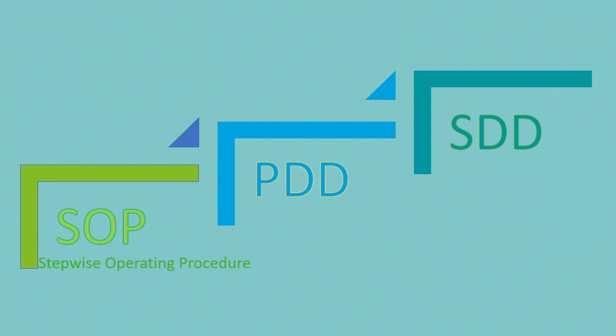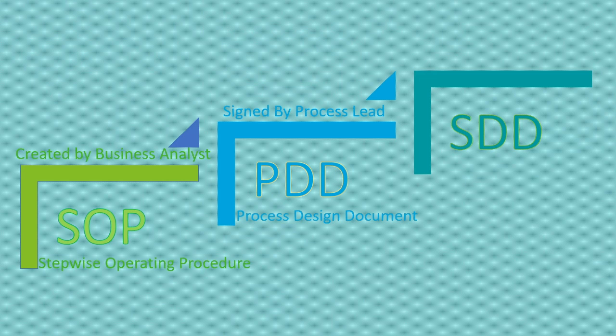The stepwise operating document, SOP, is created by the business analyst, who jots down all the steps which are followed manually to execute this task. Now this document, that is the stepwise operating document, is signed by the business process lead, who is the SME of the process. Once this SOP is signed by the process lead, it is known as the process design document. Now this process design document is shared with the implementation team.